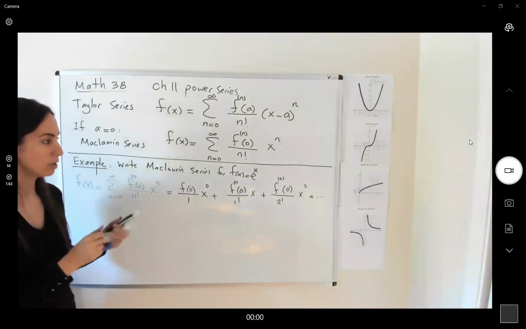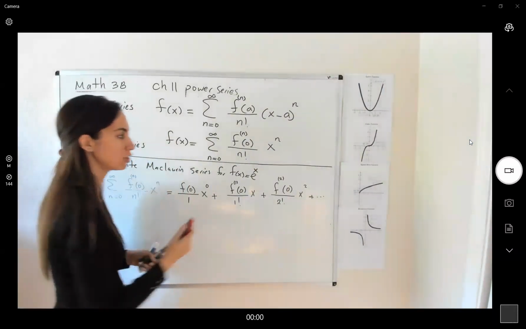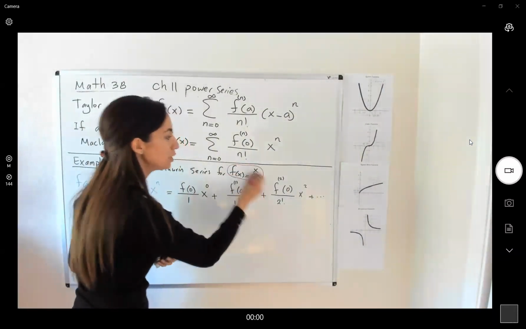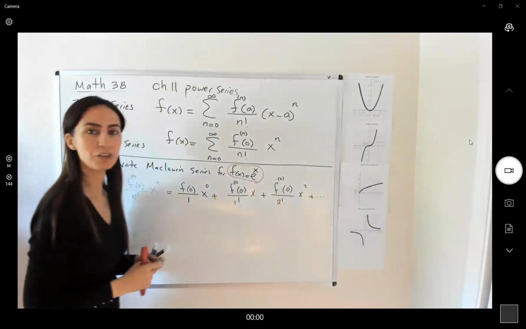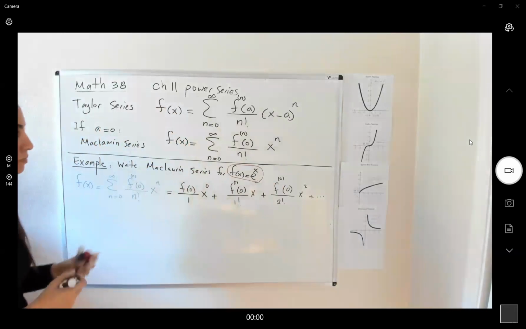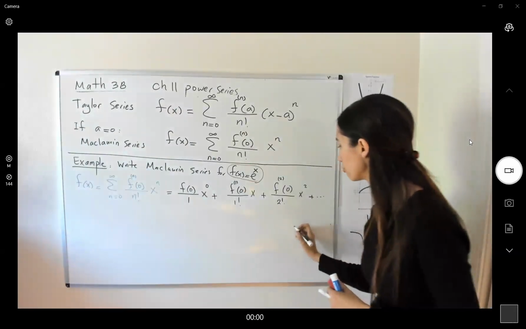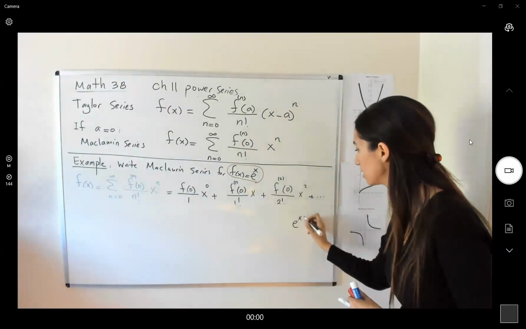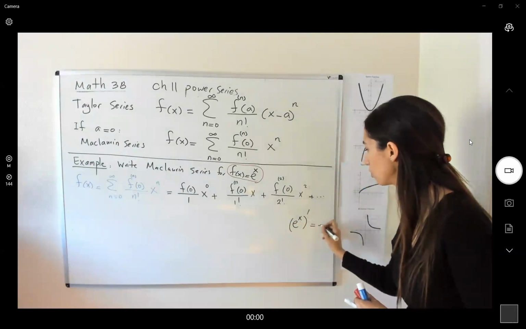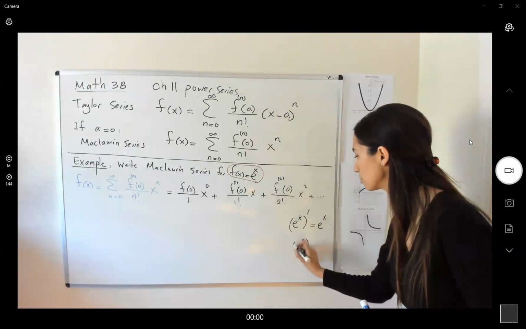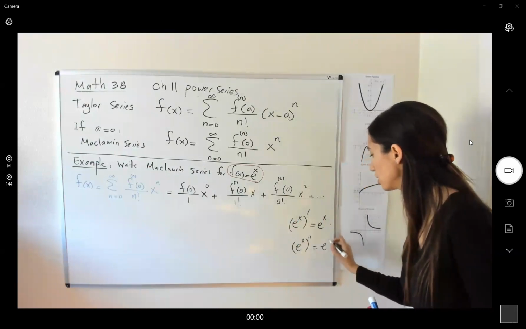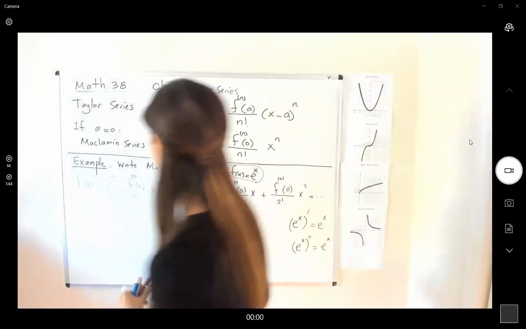So what is our goal? Our goal is to take our function f of x, e to the x, take its first derivative, its second derivative, and so on. We know that the derivative of e to the x is equal to e to the x. It doesn't matter if you take the first, second, or third derivative of the function, it's always e to the x.